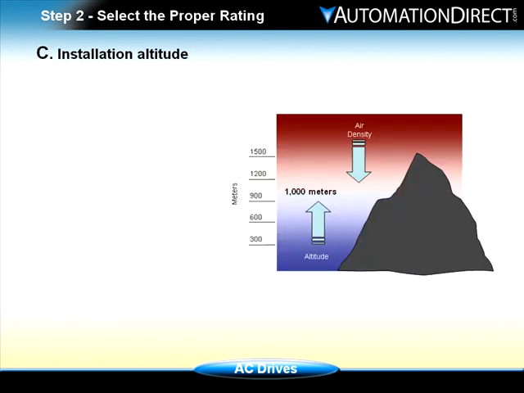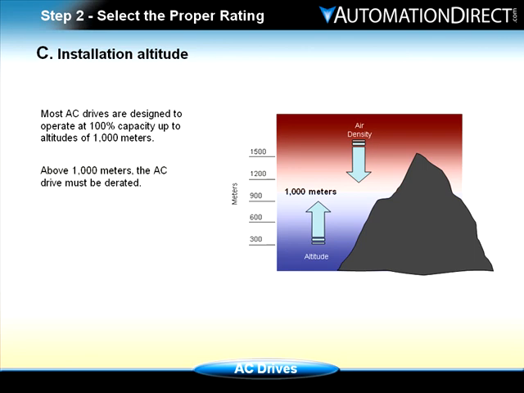AC drives rely upon the cooling properties of air for cooling. As the altitude increases, the air becomes less dense. This decrease in air density decreases the cooling properties of the air. Therefore, the AC drive must be oversized to compensate for the decrease in cooling. Most AC drives are designed to operate at 100% capacity up to altitudes of 1,000 meters. Above 1,000 meters, the AC drive must be derated.